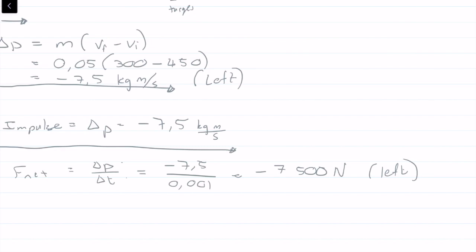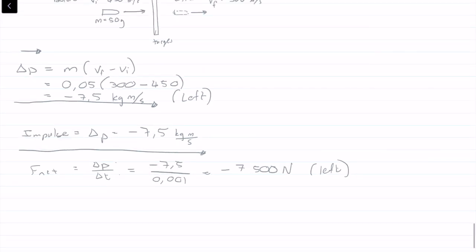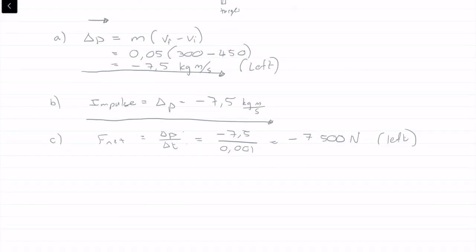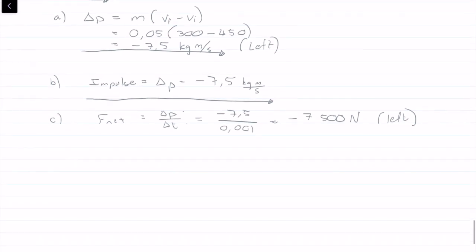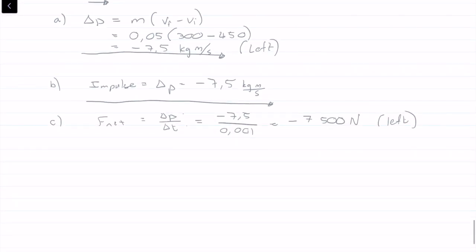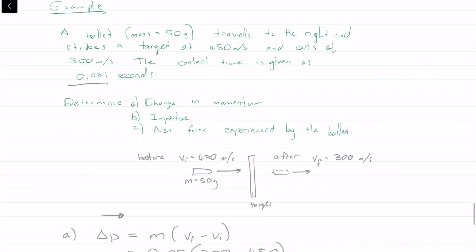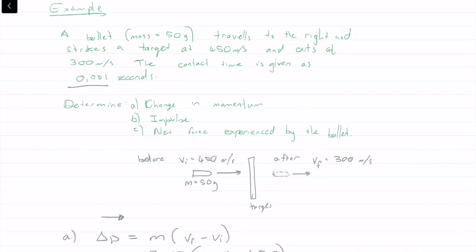There's nothing too difficult about that, but I want to do a very similar question and show how things can change based on our directions. Okay, so let's go into the next example. It's very similar in that we have a bullet once again. Okay, so let's actually copy this. Let's use the same scenario.